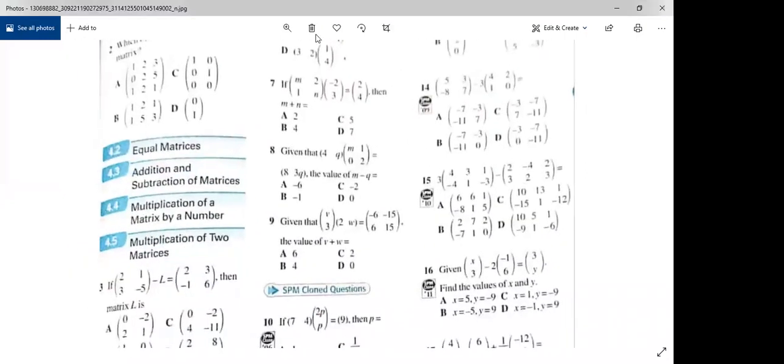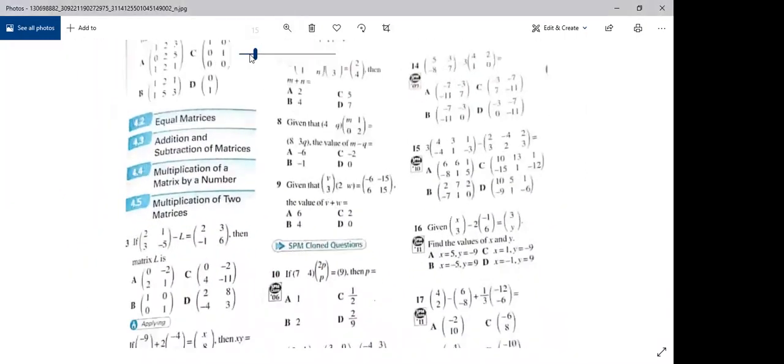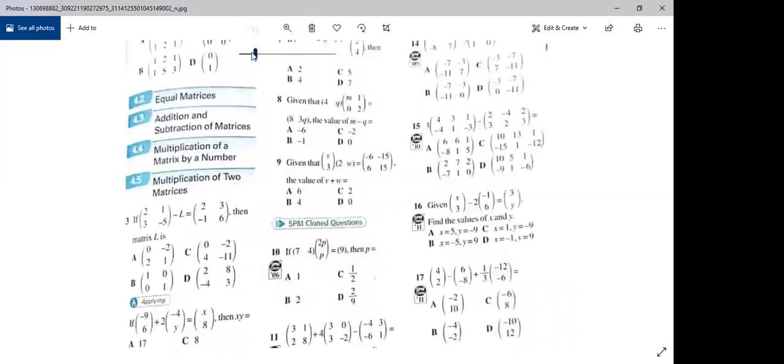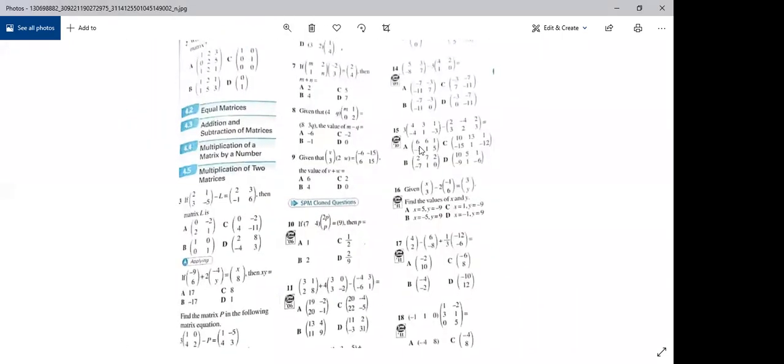Question 15. Let's go to question, no, let's go to question 16. 16 is harder. Given that x, 3, minus 2, negative 1 equals 3, find the values of x and y.